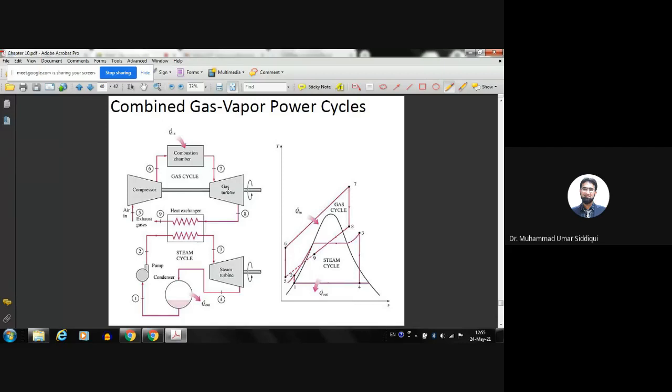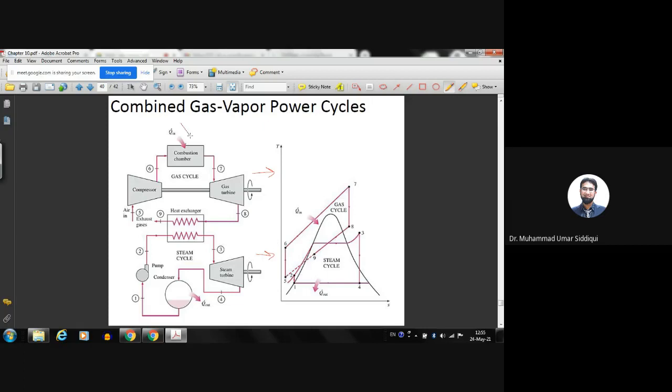What we do is that we run the gas turbine and then we connect the exhaust of the gas turbine with the boiler of the Rankine cycle, with the boiler of the steam turbine power generation system. So the boiler actually works from the exhaust of the gas turbine, so we do not need to supply any additional energy, and we can still run a steam power turbine along with the gas turbine using the same energy that we supplied at the combustion chamber of the gas turbine cycle. So by a single input, we are actually generating two different outputs. And so this is known as the combined gas vapor power cycle.